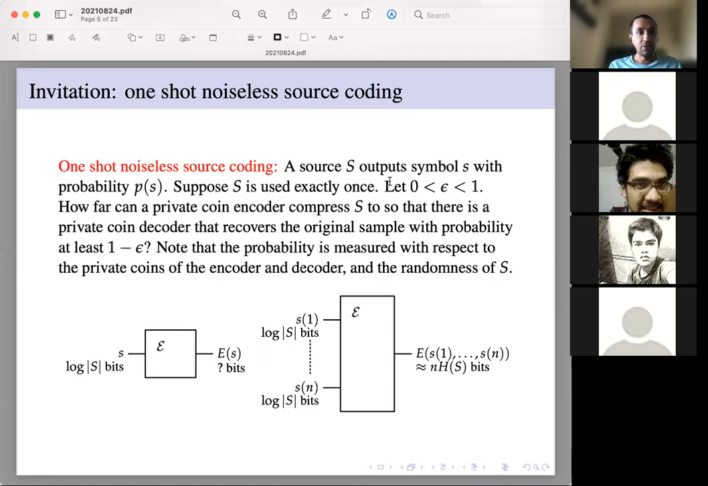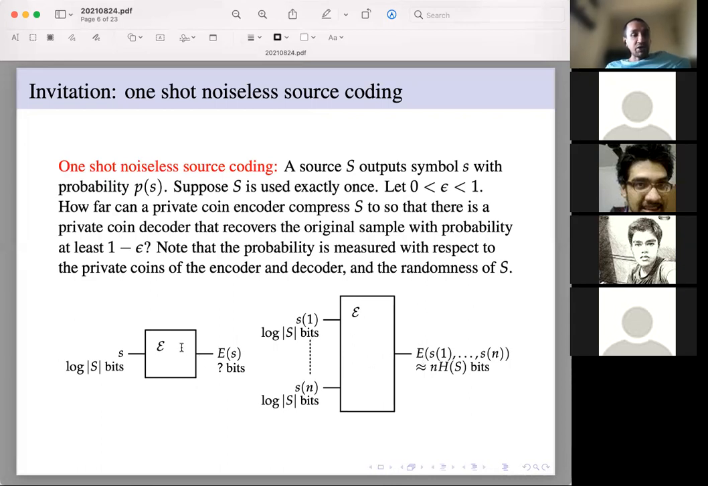Okay, so let's go. Today we will not see the proof of Shannon's theorem in detail. Instead, we'll try to do this in the one-shot setting. So this is an invitation to one-shot information theory. In the one-shot noiseless source coding problem, I still have a source. It outputs symbol S with probability P_S, but S is allowed to be used exactly once, whereas in the IID setting, S was used n times independently and identically. There was the encoder, and we know we can go down to n times H(S) bits, from n log|S| down to n times H(S).